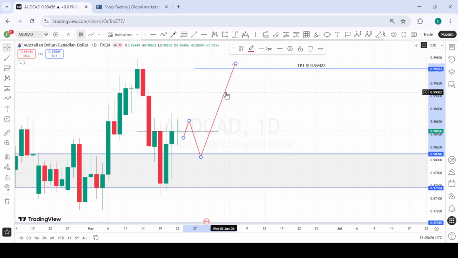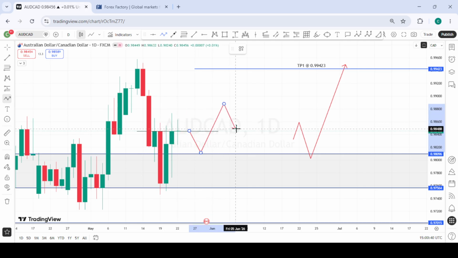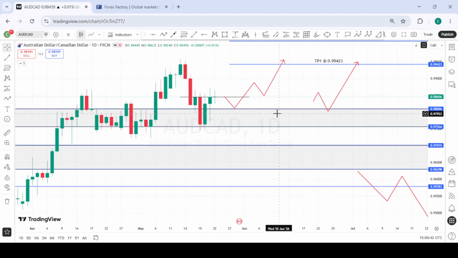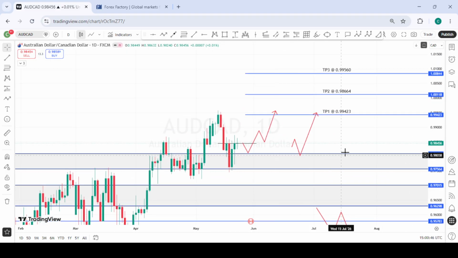Should price also give us a lower high formation, price can also give us a higher low formation, and then we can look for buying opportunities from here. Price breaks the structure point, comes for another retest, and continues to the upside. So we are very bullish on AUDCAD for the coming week, and these are the various targets we have for AUDCAD for the coming week.